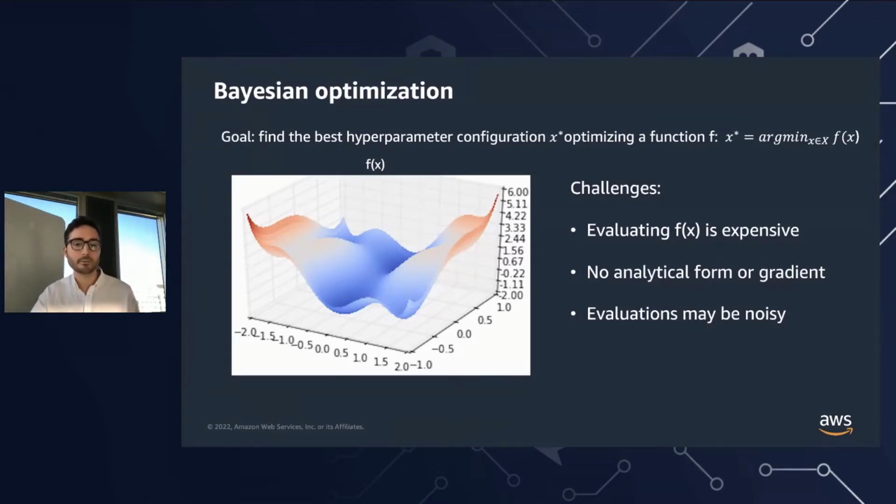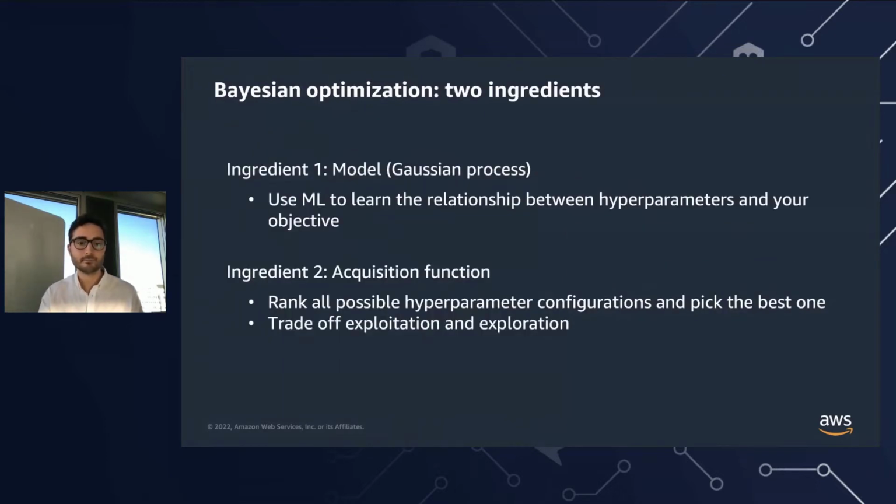And on top of all of that, evaluations may be noisy. When you try the same hyperparameter configuration twice, you may not necessarily get the exact same result because your algorithm may be stochastic. All these challenges are overcome through Bayesian optimization. So how does this work, and how can you use Bayesian optimization to optimize your models? There are two main ingredients, which I'm going to look into in more detail in a second. There is a model and there is an acquisition function.